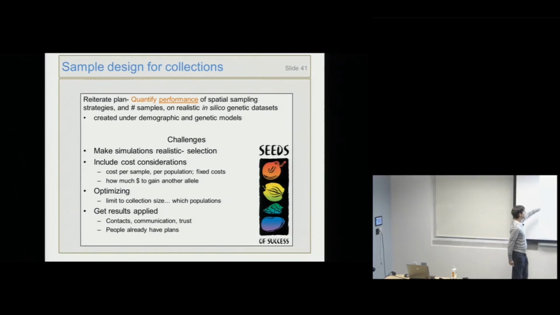And the last challenge, so these 3 are methodological challenges. The last challenge is a people challenge, and that is getting the results actually applied in the real world, which takes contact with people working in agencies like the Bureau of Land Management, the Forest Service, and various botanical gardens that are doing these collections. So that contact and communication, but also convincing them that the simulations themselves are reliable, which can be very difficult for some people.